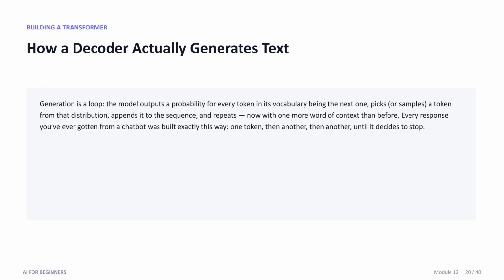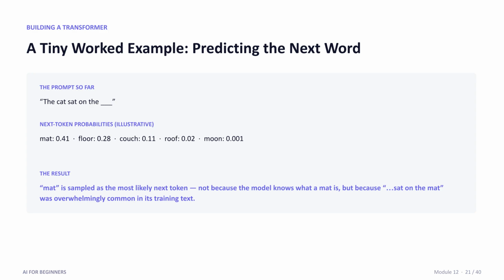Text generation is a continuous loop. The model calculates probabilities for possible next tokens, samples one, adds it to the context, and repeats the process until it decides to stop. For instance, given the prompt, "the cat sat on the," the model predicts likely completions. It samples the word mat because it was statistically frequent in its training data.